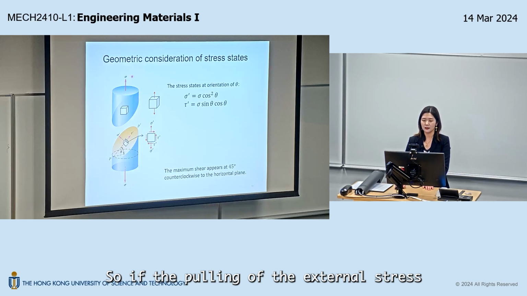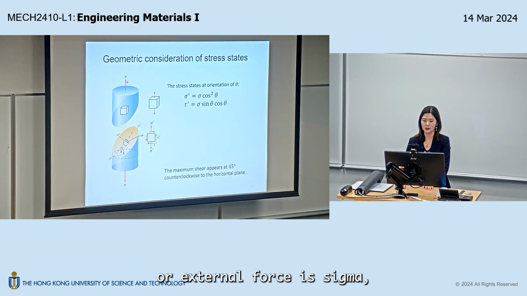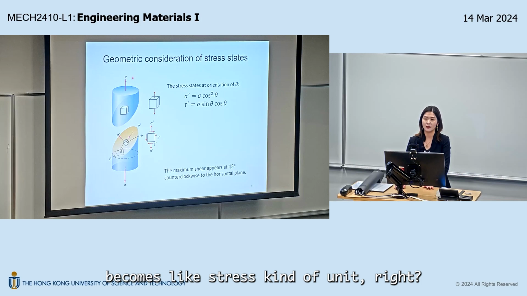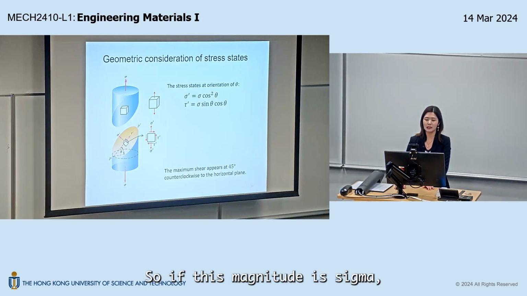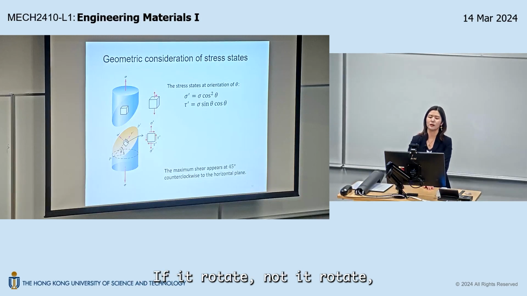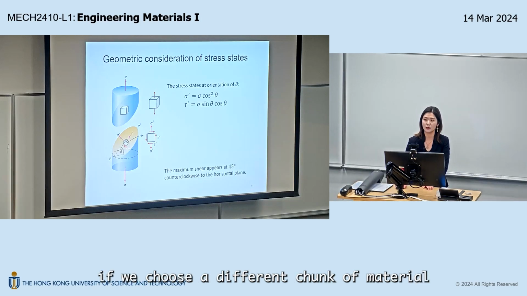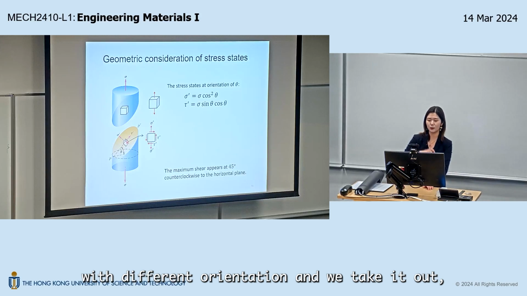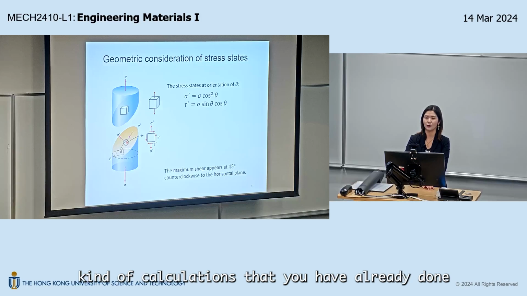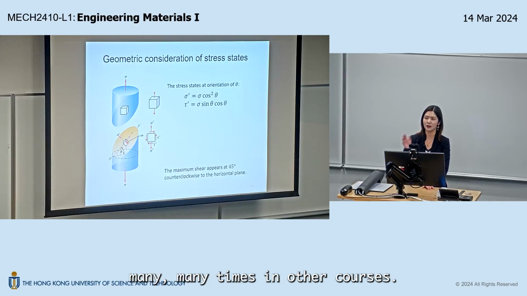So if the external stress, or external force pulling, is sigma, calculated as force divided by area, it becomes a stress kind of unit, right? So if this magnitude is sigma, then this red arrow also corresponds to the magnitude of normal stress, sigma. If we choose a different chunk of material with a different orientation and take it out, we can still do all the force balance calculations that you have already done many, many times in other courses.